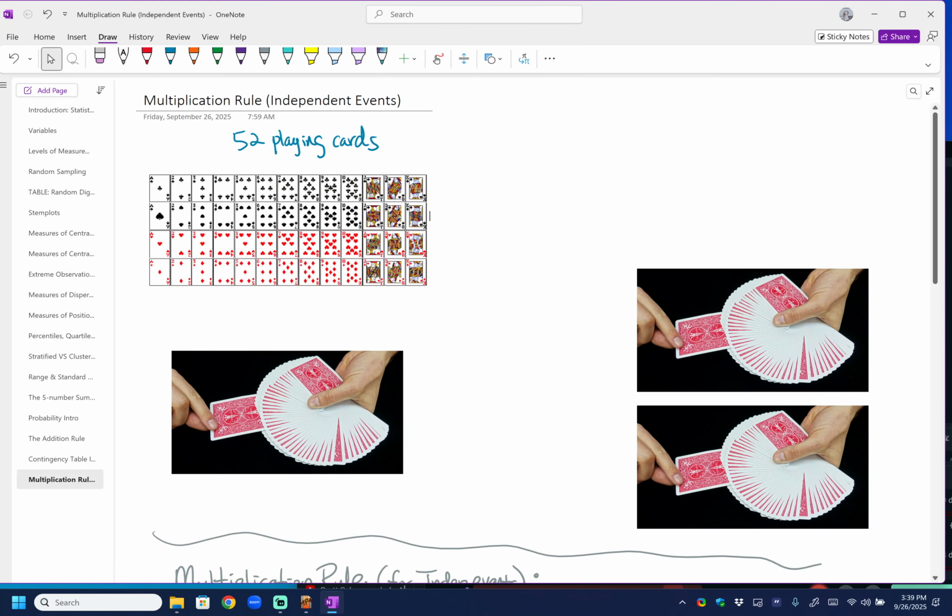To begin this lesson, let's bring back our 52 playing cards as you see from the graphic right here. What I'm going to do is set up a scenario of picking a card. If you look right below here, someone is fanning out a deck and somebody else is picking a card. We're going to call this event E, picking a card.